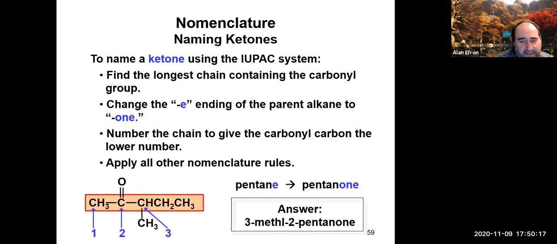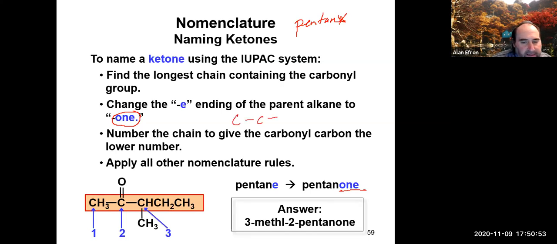Now, ketones are a little bit different. We are looking for the longest continuous carbon chain. Again, it does need to have the ketone group in it. And here, if we look at it in the box, we've got one, two, three, four, five carbons, again based off of pentane. Ketones end in O-N-E. So we drop the E like we see here and put the O-N-E. So that is pentanone.